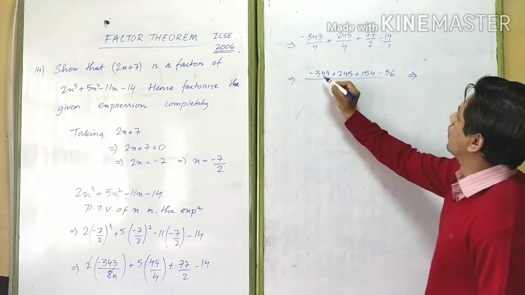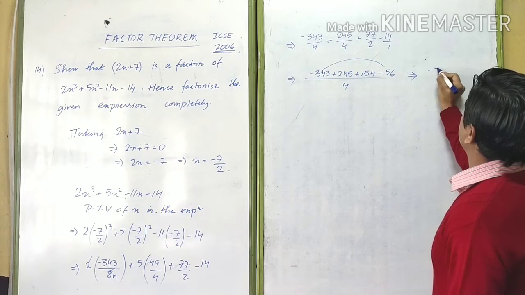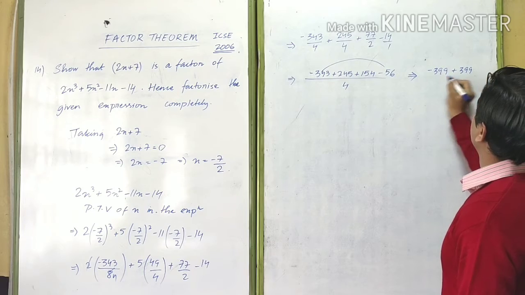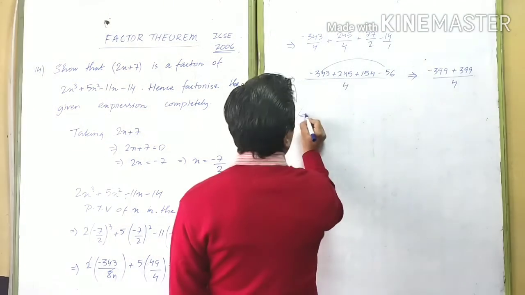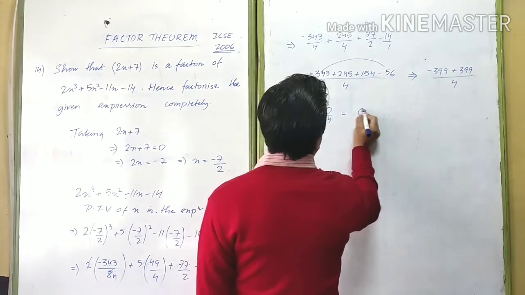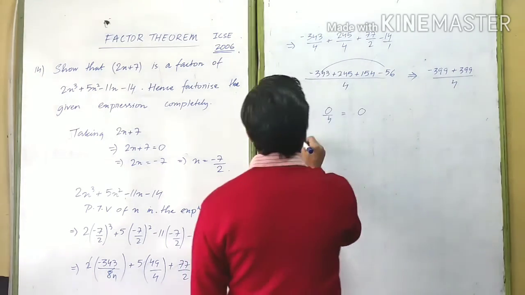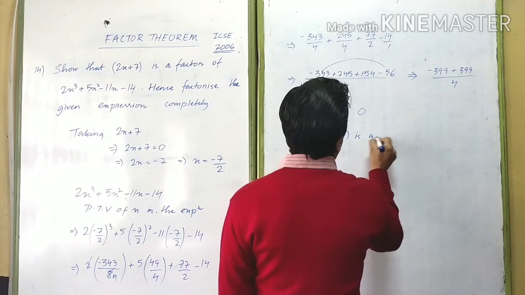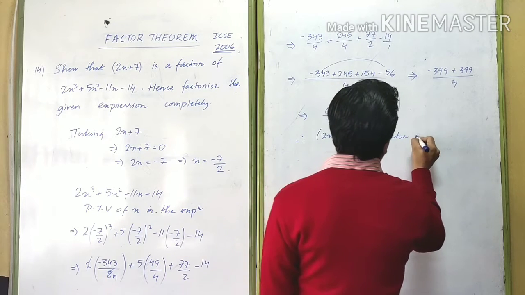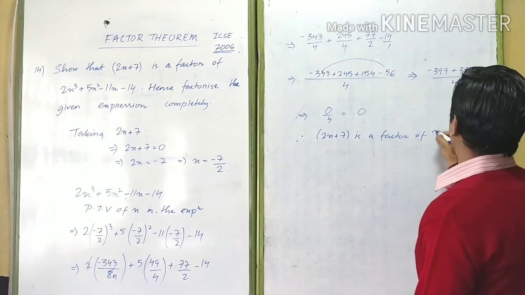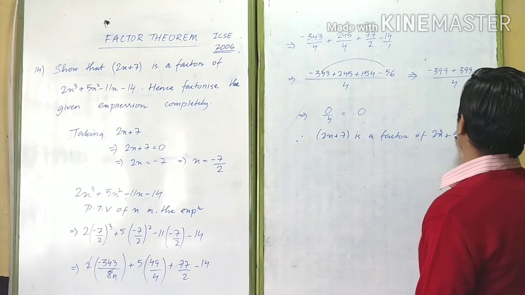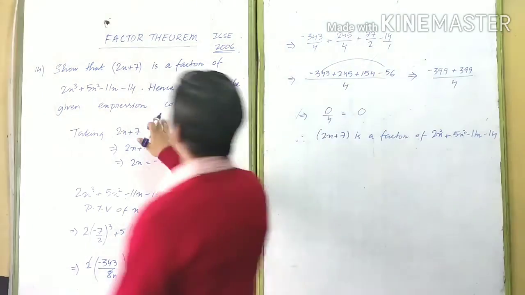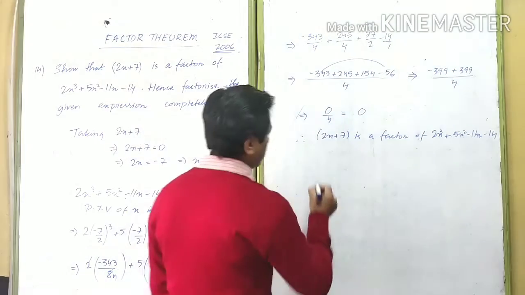So when I add the negative numbers, this will give me minus 399, and when I add the positive numbers, it will give me plus 399 by 4. So this becomes 0 by 4 or 0. Therefore, we can conclude that 2x plus 7 is a factor of the given expression, that is 2x cubed plus 5x square minus 11x minus 14. Now we have to factorize this expression completely.